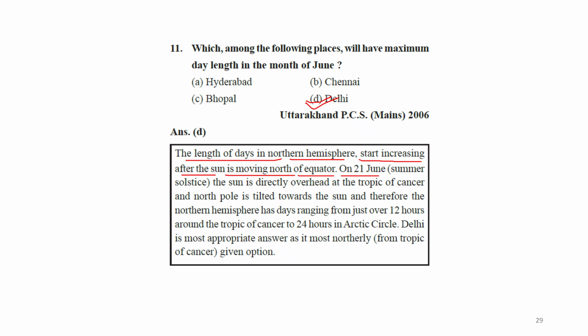On 21st June we have read this, the summer solstice. The sun is directly overhead at the Tropic of Cancer, and the North Pole is tilted towards the sun, and therefore the northern hemisphere has days ranging from just over 12 hours around the Tropic of Cancer to 24 hours in the Arctic Circle. Delhi is the most appropriate answer.